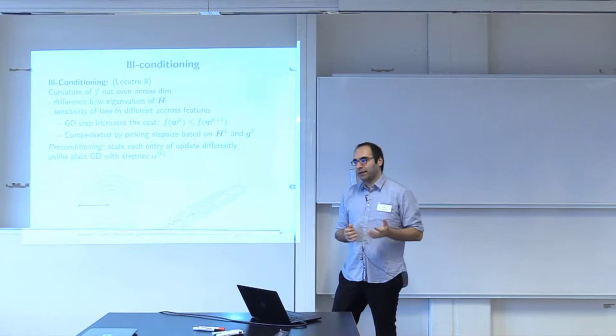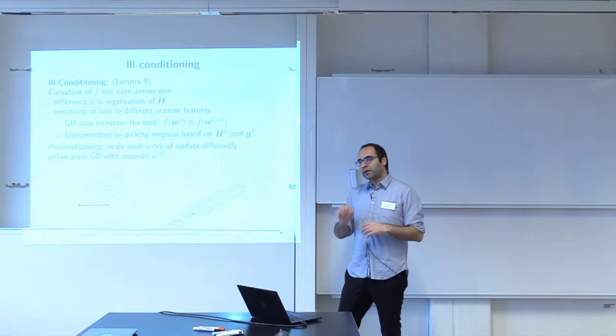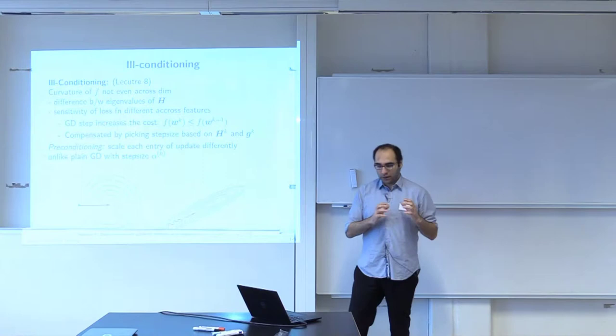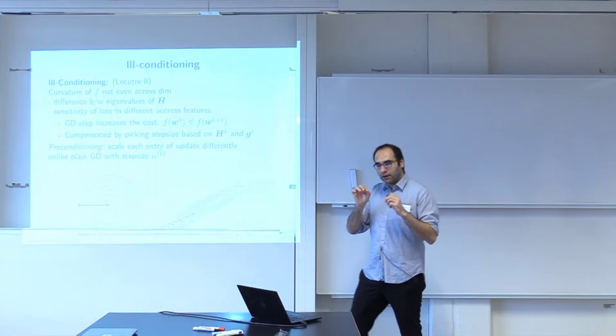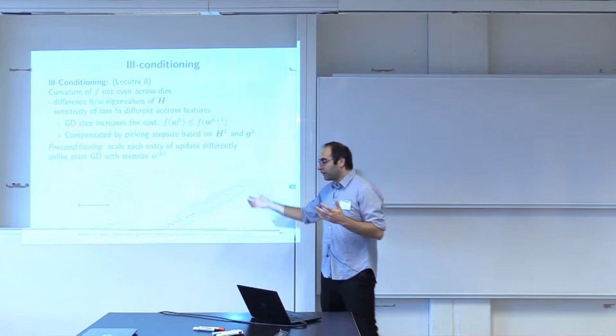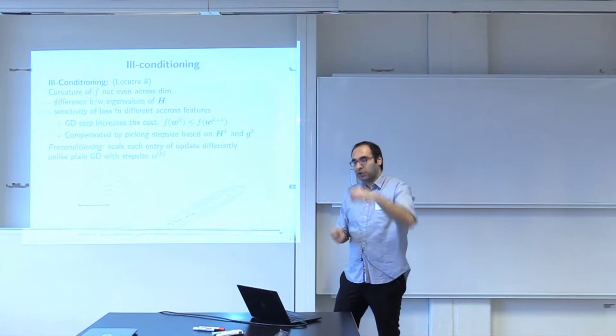Another way to solve that problem is to think about preconditioning. Intuitively, with gradient methods you have an update, where you update your parameters with the parameter alpha. Whereas with preconditioning, what you try to do is scale each element in the direction in which you move by a different value.